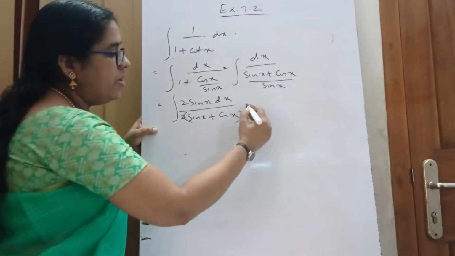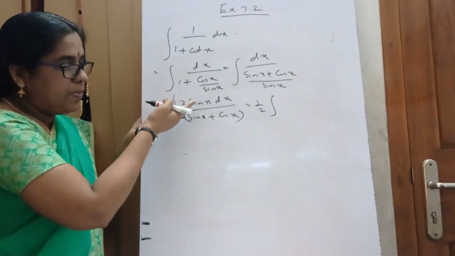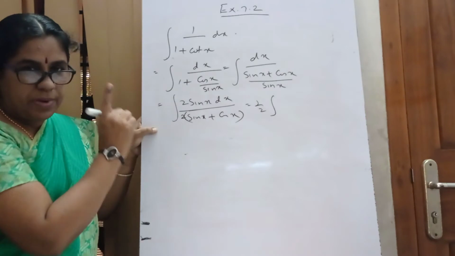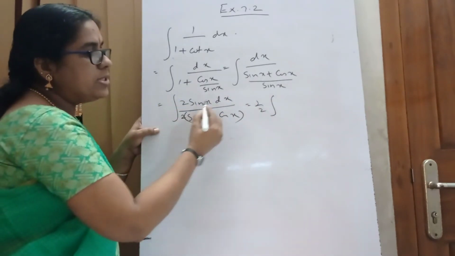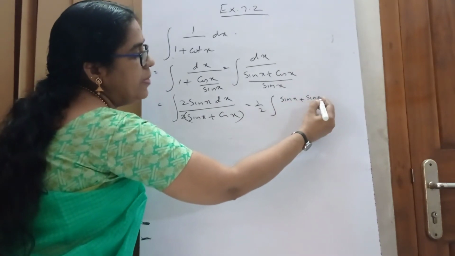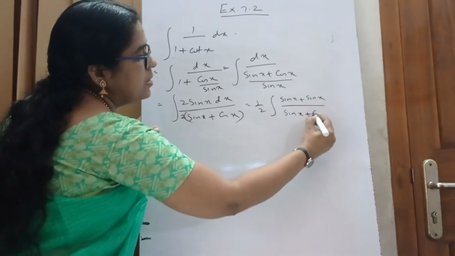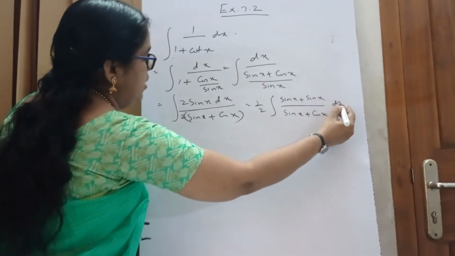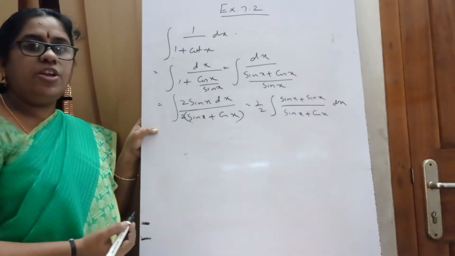Therefore we get half integral. What is the step here? Multiply both the numerator and denominator by 2. That is, take 1 by 2 outside. Integral 2 sin x can be written as sin x plus sin x. So we get sin x plus sin x divided by sin x plus cos x into dx.